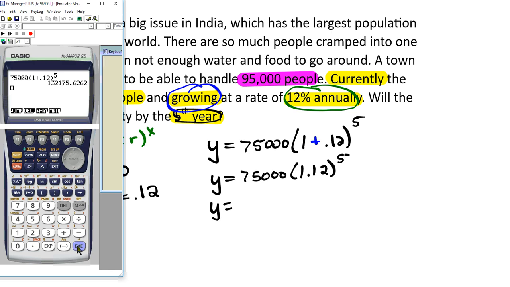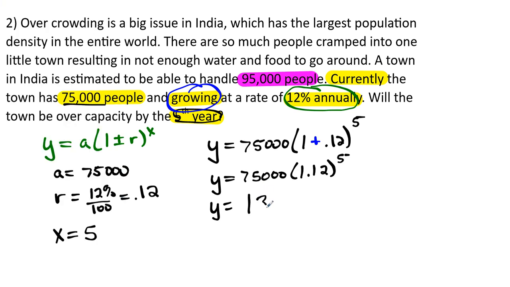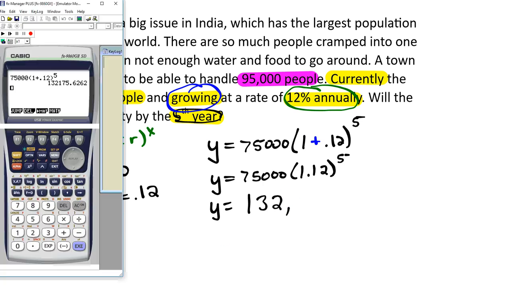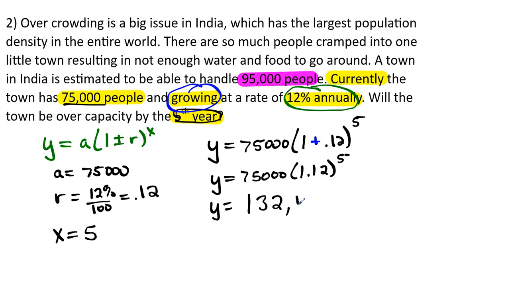Now we're talking about people here, so this value is representing people. Can we have half a person? No. Any partial person is considered a whole person. So we're going to round this up to the nearest person, so it won't be 75, it'll be 76 there. So it'll be 132,176. 132,000, and then what was the rest? 176 people. Now that's not our answer.